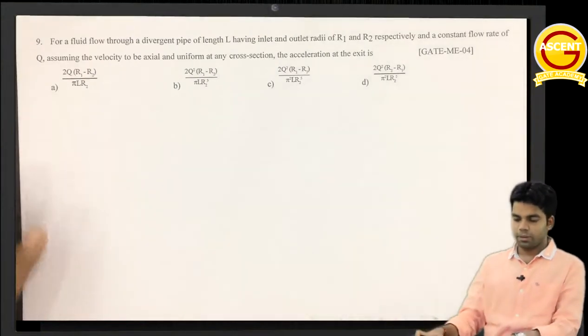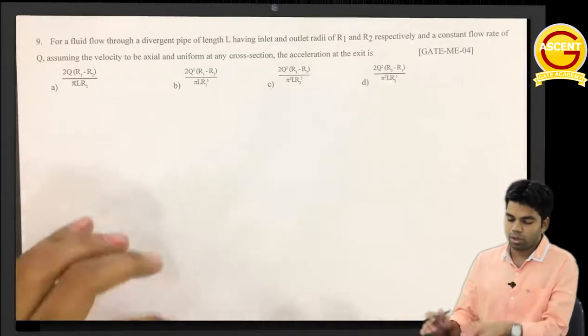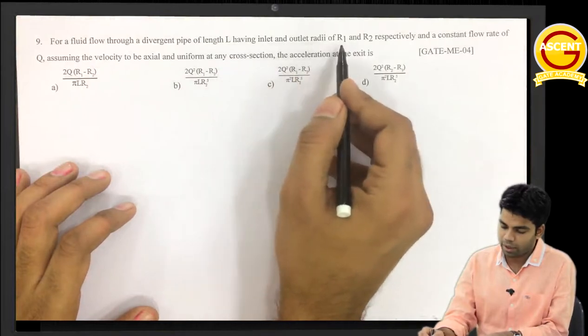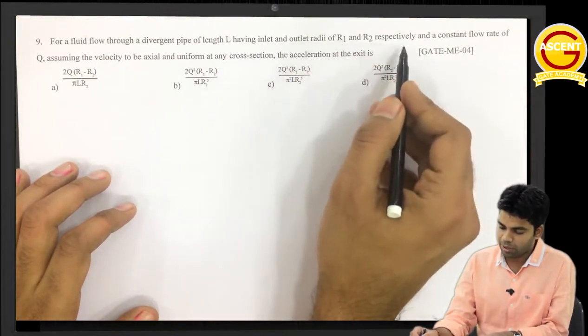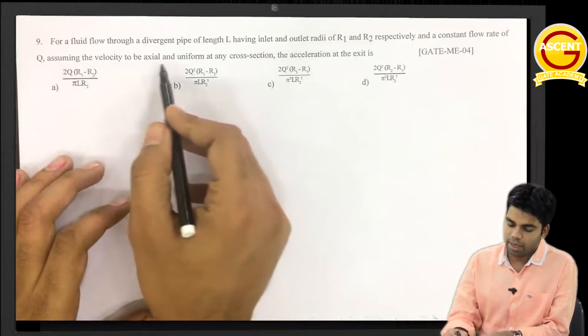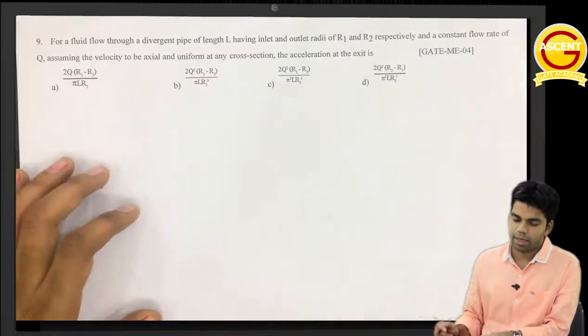All right. So the next question says, for a fluid flowing through a divergent pipe of length L having inlet and outlet radii of R1 and R2 respectively, and a constant flow rate Q, assuming the velocity to be axial and uniform at any cross section, the acceleration at the exit is.